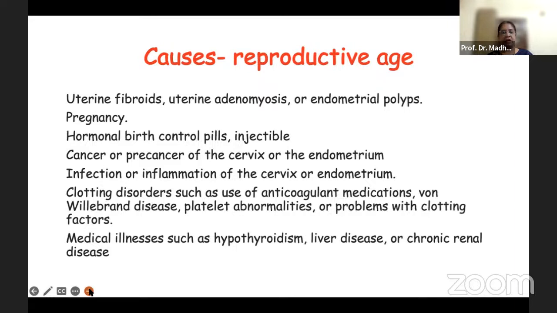Now, injectable hormones, we all know, we have seen it commonly. Quite a few patients, at least initially, have heavy menstrual bleeding, and we have to control it sometimes by using extra hormones.